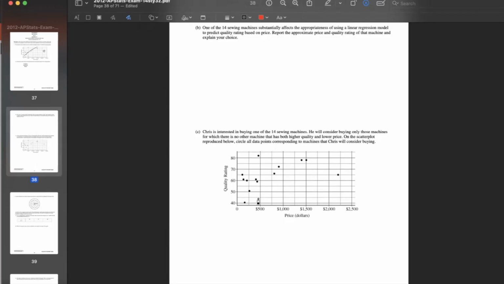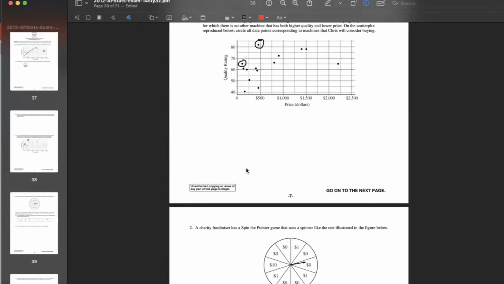So let's consider this point and this point right over here. This point has both the higher price and lower quality than this point. So if we circle this point, then that immediately eliminates all points that are below and to the right. And the same is true for this point. So once we circle both of these points, all the rest of the points are to the right and below one of these 2 points. Therefore, these 2 points are the only points that get circled.